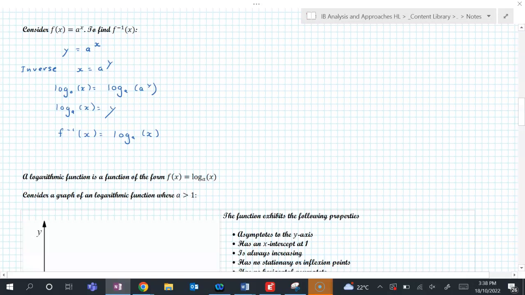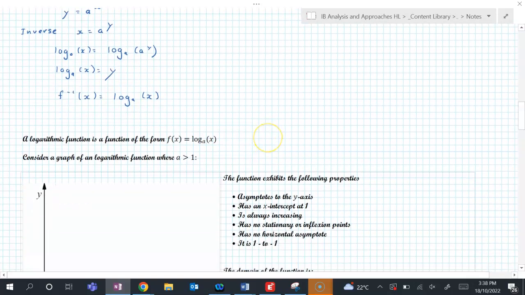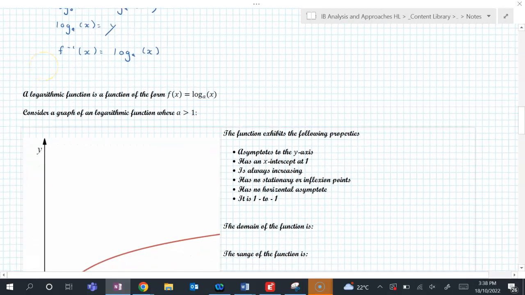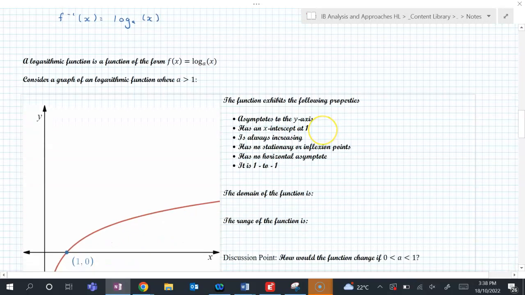So let's look at the logarithmic function f of x equals log of base a of x. And we're only going to consider situations where a is greater than 1. And it has some key properties. Firstly, it asymptotes to the y-axis because log of base a of 0 does not exist. So what that means is that x equals 0 is a vertical asymptote.